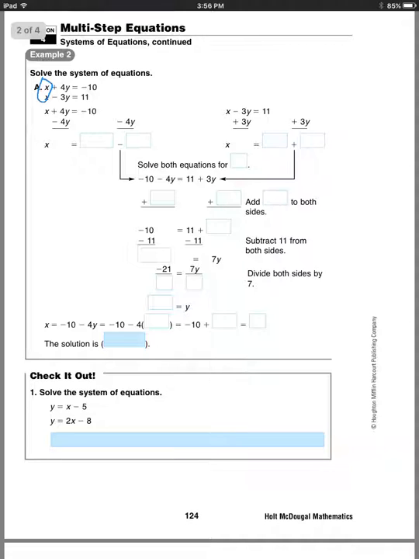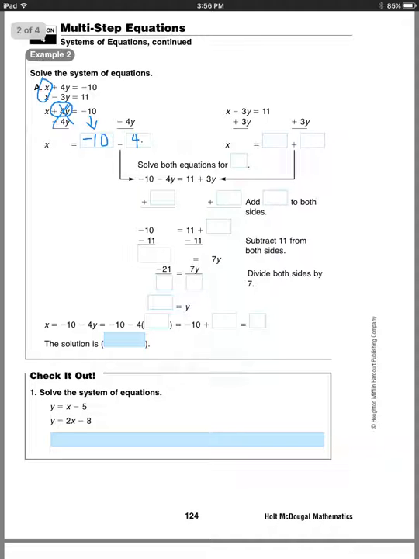Okay, so we're going to solve each equation for x. So we're going to have x plus 4y equals negative 10, and x minus 3y equals 11. Because we are solving for x, we need to move our y term to the other side. On this one, we have positive 4y, so we're going to do the opposite of adding 4y and subtract 4y from both sides. That cancels out my 4y's here, okay?